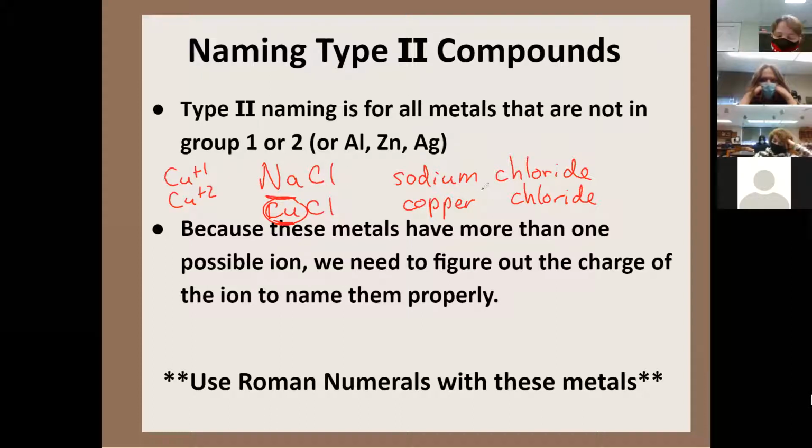So for that reason, we need to add some information to our name to tell the person who is looking at that name which copper ion we're dealing with. And that is going to be in the form of a Roman numeral. Okay, so we are going to learn how to figure out what the Roman numeral is based on the formula. And then this needs to apply to any time you have a type 2 metal in your formula.